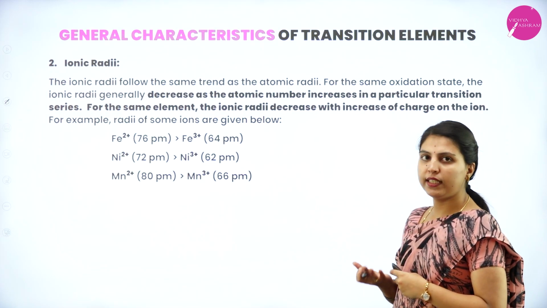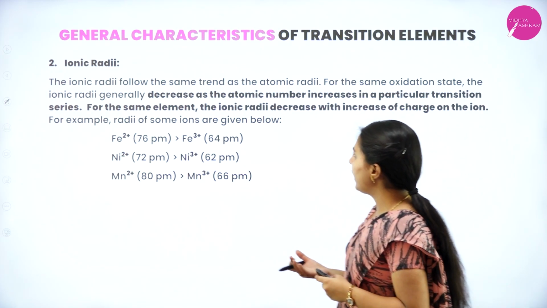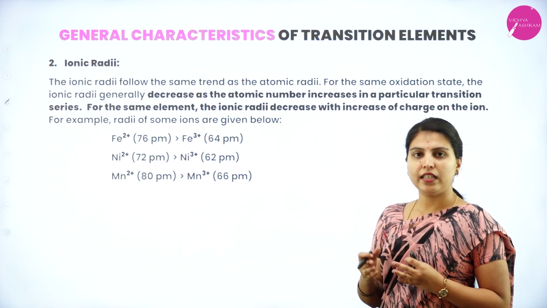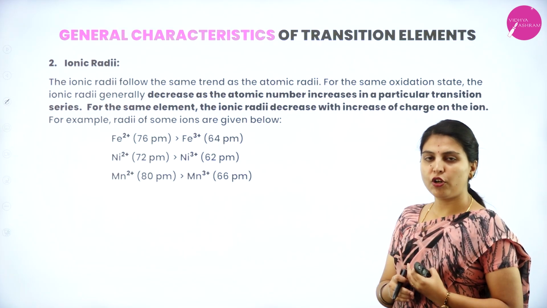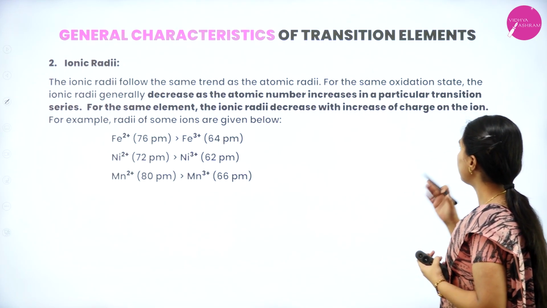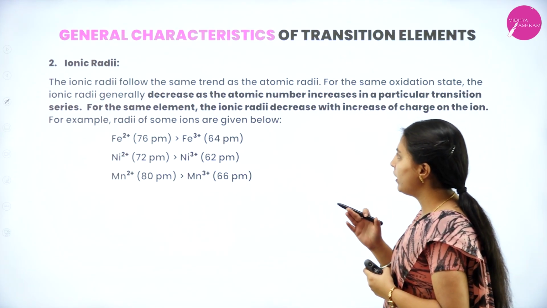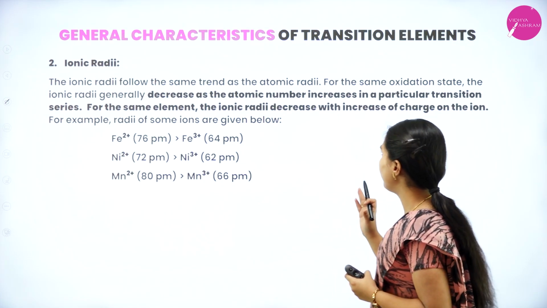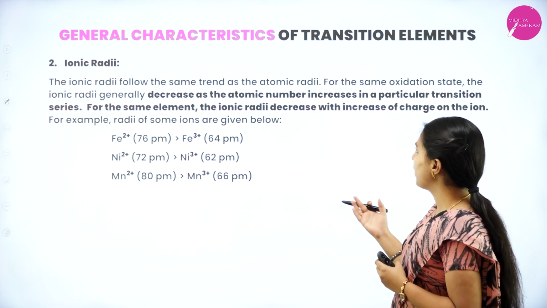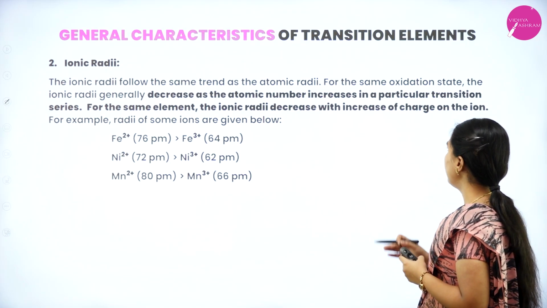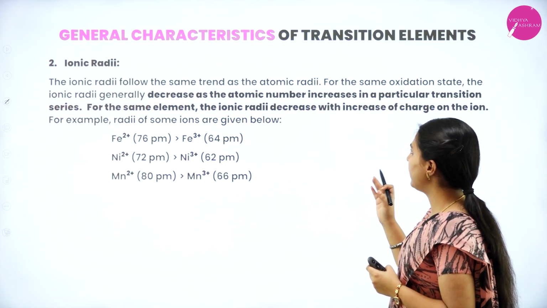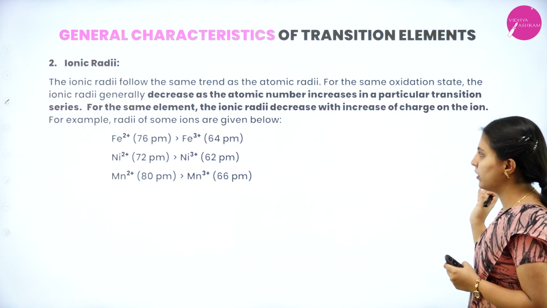Next is ionic radii. The ionic radii follow the same trend as the atomic radii. Okay, a little bit same as atomic radii. For the same oxidation state, the ionic radii generally decrease as the atomic number increases. When the atomic number increases, the ionic radii decrease in the particular transition series. For the same element, the ionic radii decrease with the increase of charge on the ion.